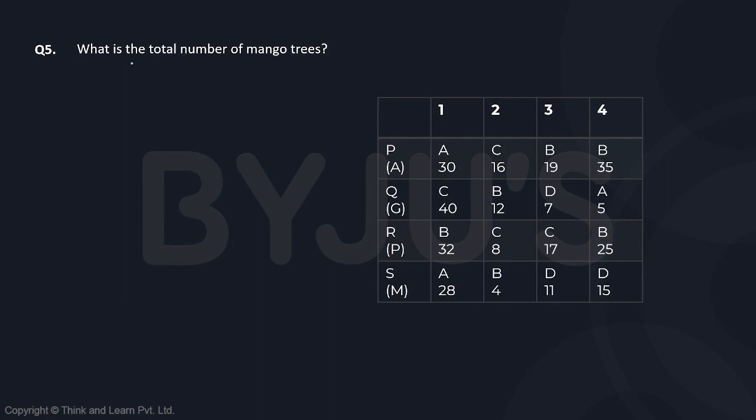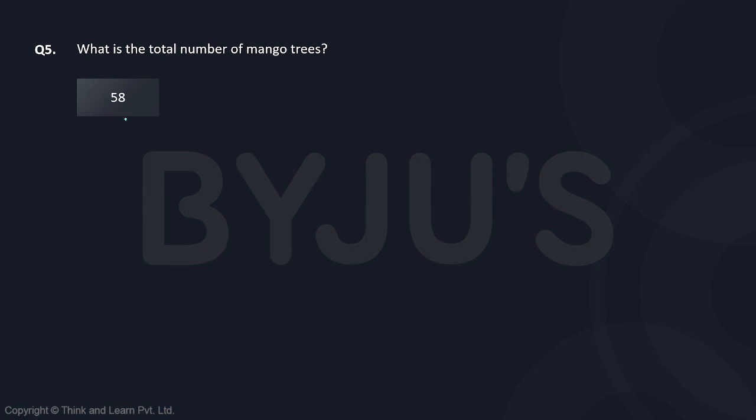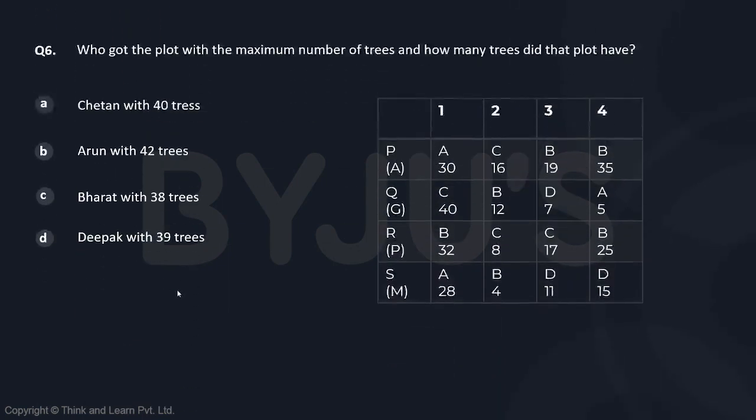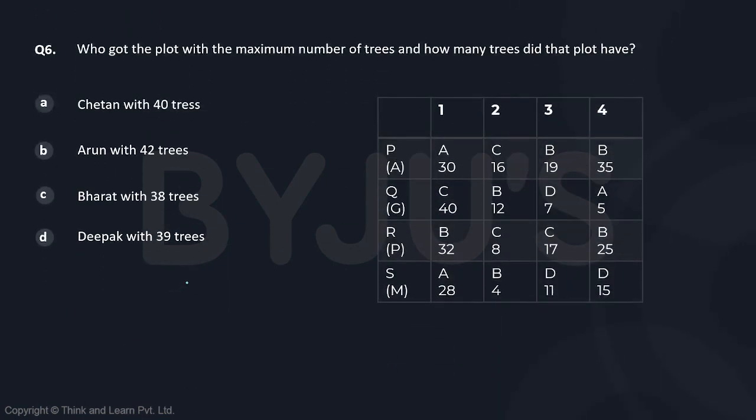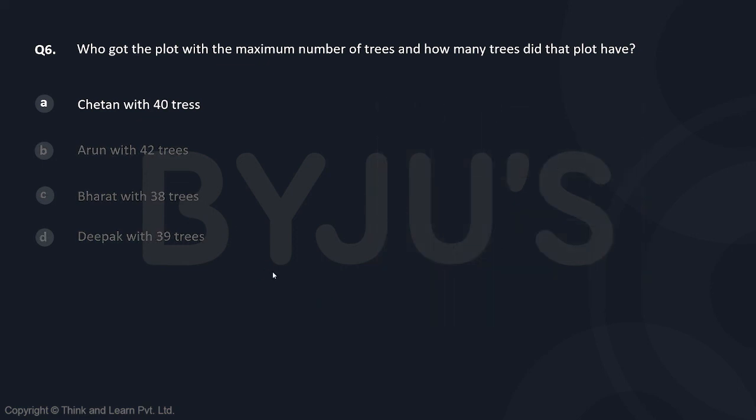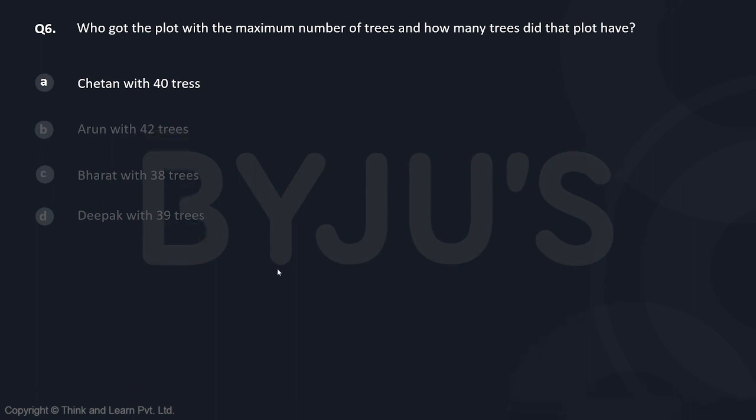Now let's start answering. What is the total number of mango trees? We have just calculated that on the last page, that is 58. Next, who got the plot with the maximum number of trees and how many trees did that plot have? Among all the numbers, you can see the maximum is here. C has got the maximum number of trees, which is equal to 40. So option A is the right answer, Chetan with 40 trees.